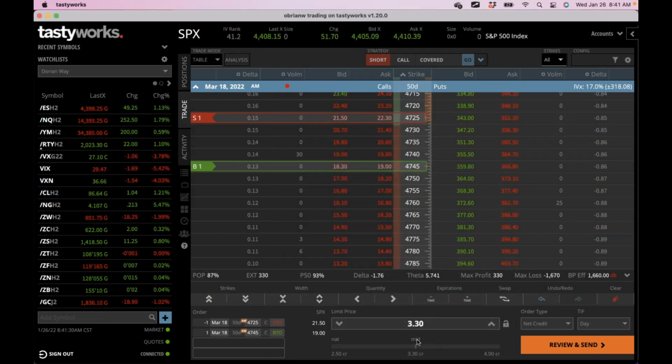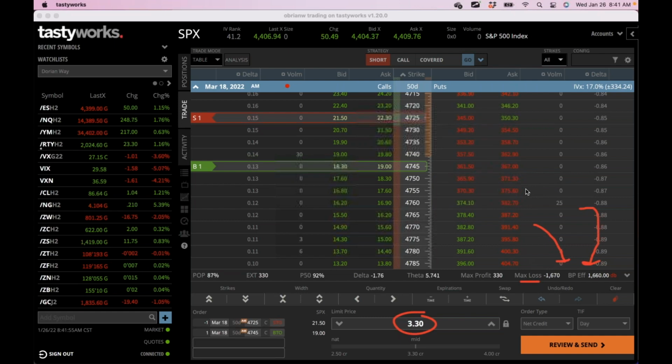Let me lock this in really quickly on the mid. We would get a 330 credit, and the buying power effect, as you can see here, would be 1660. That's how much you could potentially lose when you're doing regular T margin. They're going to require you to put up basically your max loss. This is a little off here, but you get the point.